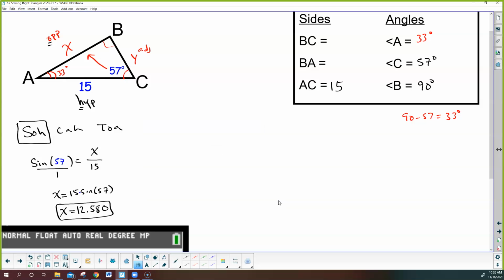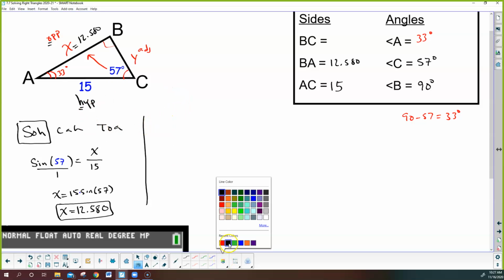So that gave us x, and I like to plug that in. Now notice, so what is that? That's AB. That's 12.580. Then I just have to find the adjacent side. You could do the Pythagorean theorem here if you wanted. Right? You have two sides, so you could do the Pythagorean theorem. I like to stick with trigonometry.